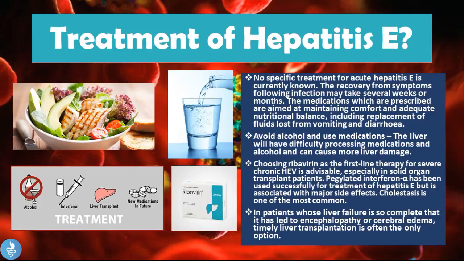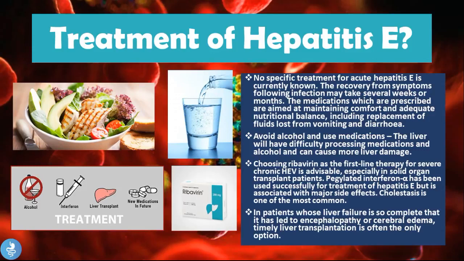The patient is advised to avoid alcohol and the use of certain medications, and this is because the liver will have difficulty processing medications and alcohol, and this can also cause more liver damage. So certain medications and alcohol are actually toxic to the liver because the liver is actually involved in the metabolization of these products. And if the liver is under stress or in any difficulty, we don't want to stress the liver out more, so we actually avoid alcohol and certain medications.